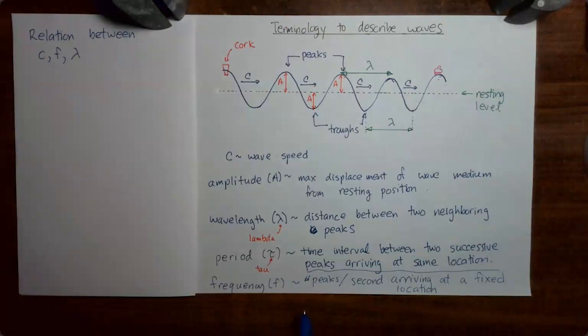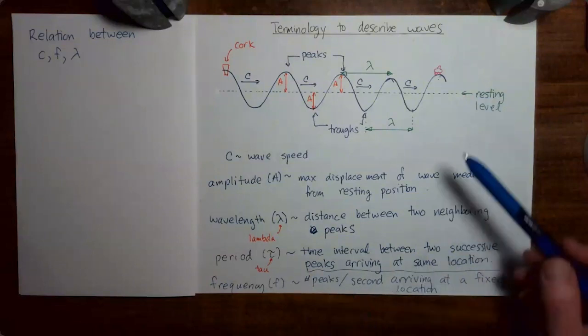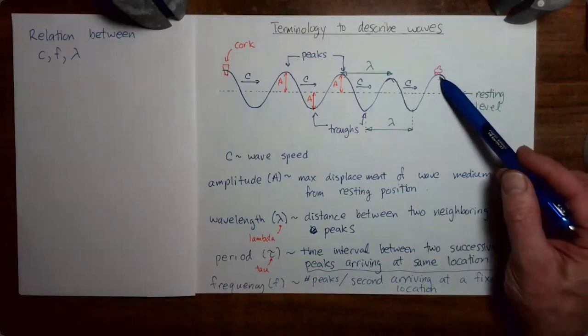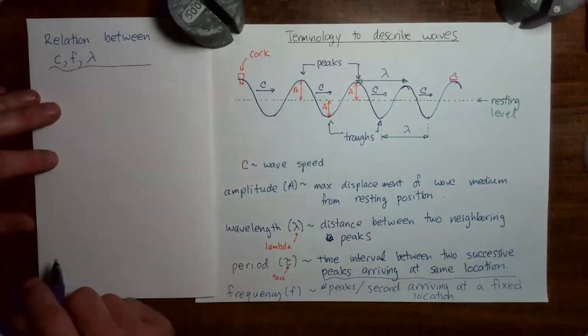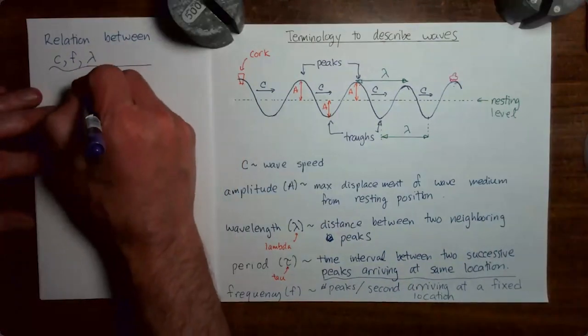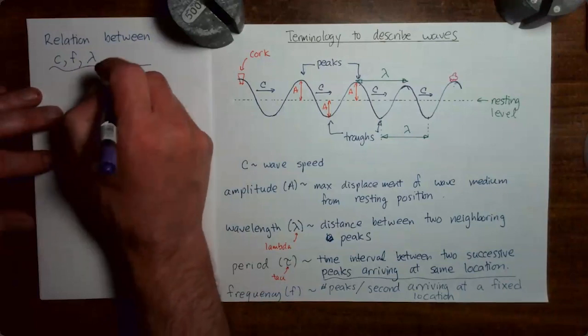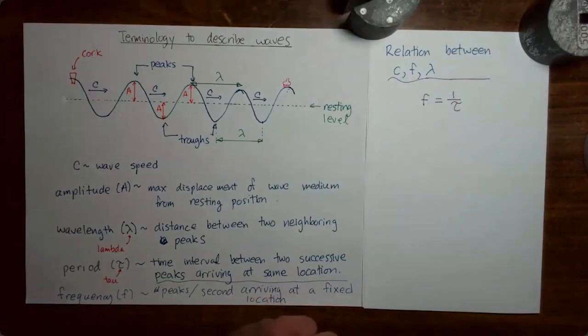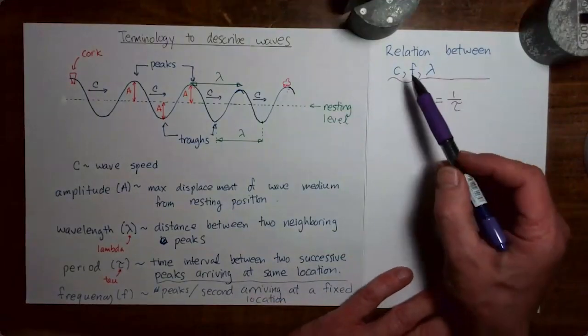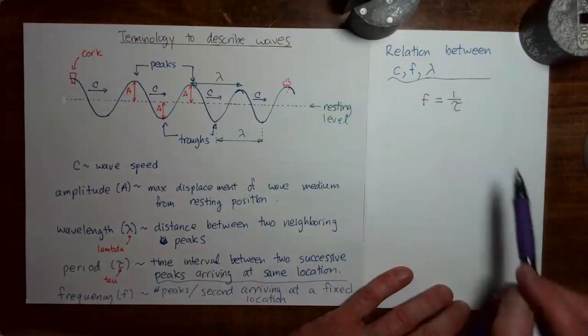Finally, we have the frequency of the wave. The frequency of the wave is the number of wave peaks per second arriving at a fixed location in the medium. So in this example up here, we might say that the frequency of the wave is the number of peaks per time passing through the position of the insect. I showed you in the previous video that the wave frequency is equal to 1 over the period of the wave. Now let's proceed to deriving a relation between wave speed, wave frequency, and wavelength.